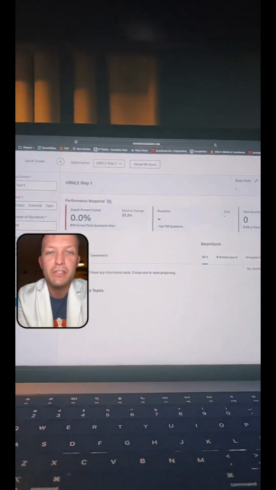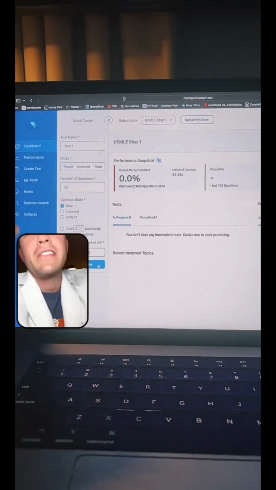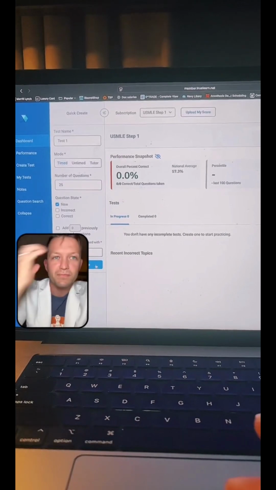So this is TrueLearn. I have never used this for the USMLE. I do use this for my anesthesiology boards. It is a pretty good system.